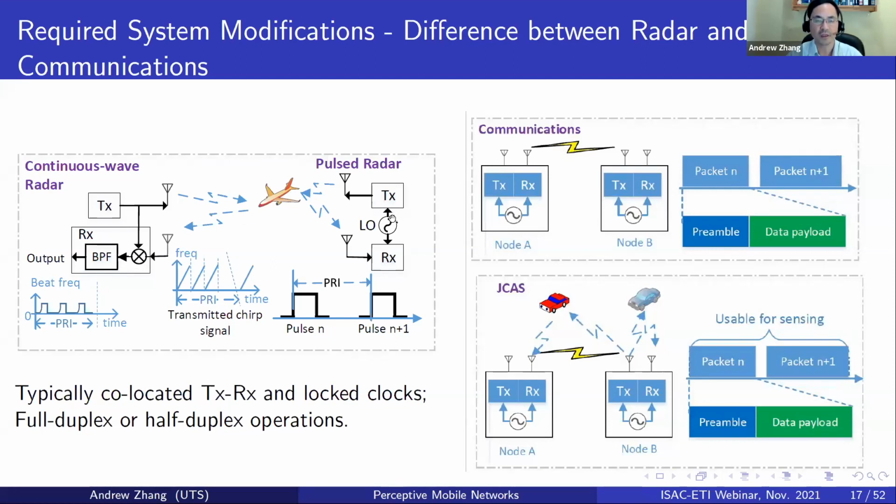Pulse radar is a half duplex system because they separate the transmission and the receiving in time. But we cannot really use this kind of technique in communication systems. We know in communication systems, transmitter and receiver are typically separated. They don't have a locked clock in the two nodes. And if they use downlink sensing, in particular downlink active sensing, then transmitter and receiver are co-located. They have the full duplex issue. Although full duplex communication has been studied, it's still a long way to go for practical applications.